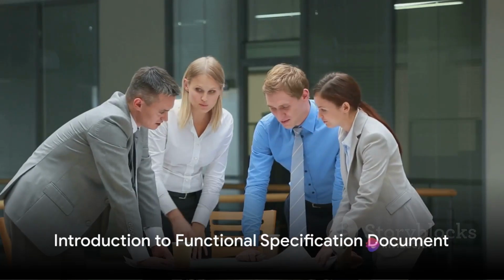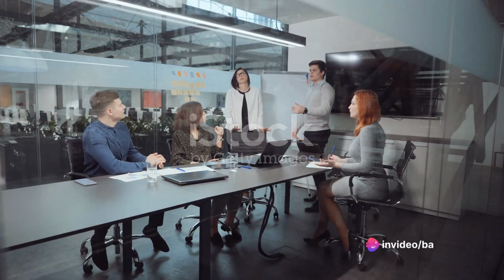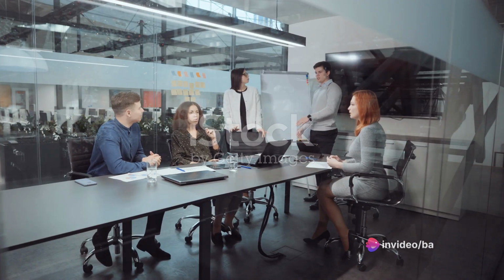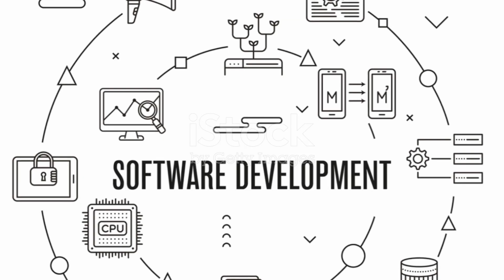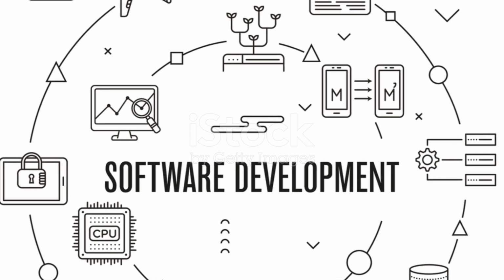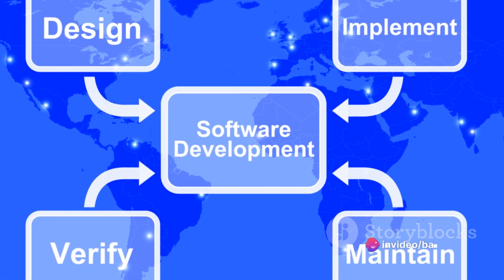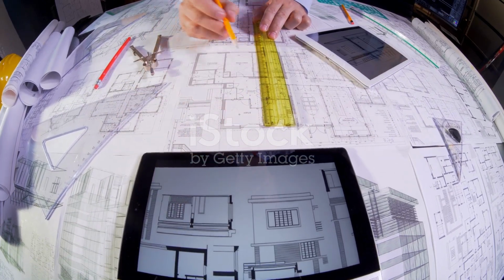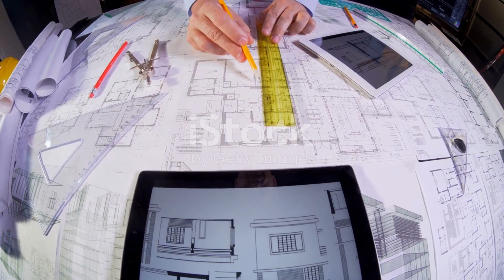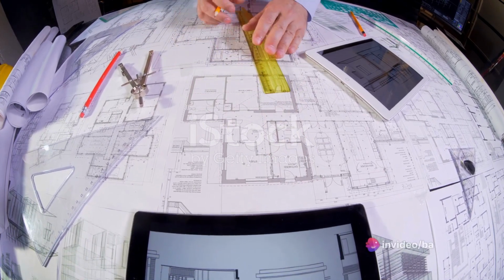Ever wondered how to write a functional specification document? Well, let's get started by understanding what it is and why it's so critical for any project. A functional specification document, or FSD, is a detailed guide that outlines the expectations and functionalities of a particular product or software. Think of it as a blueprint for your project, helping everyone involved understand the end goal and the steps needed to get there.